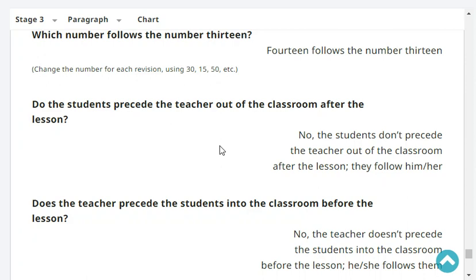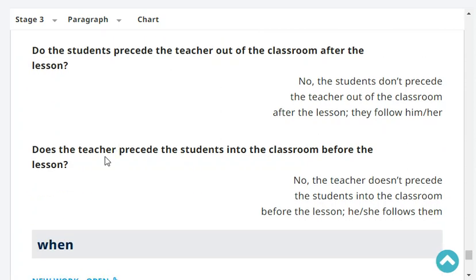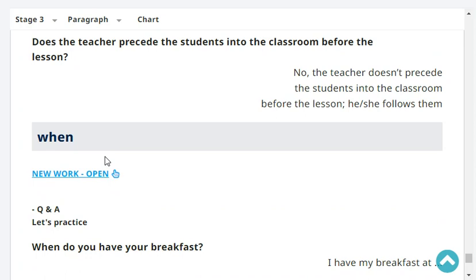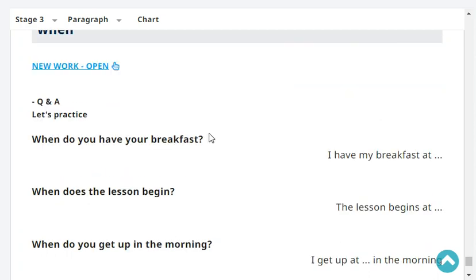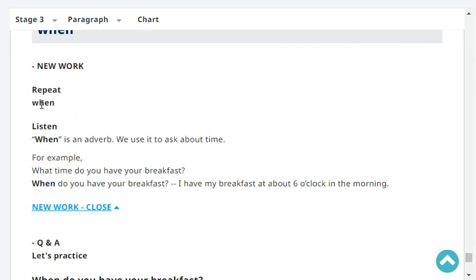Very good. Does the teacher precede the students into the classroom before the lesson? No, the teacher doesn't precede the students into the classroom before the lesson. He follows them. Very good. Next, repeat. When.